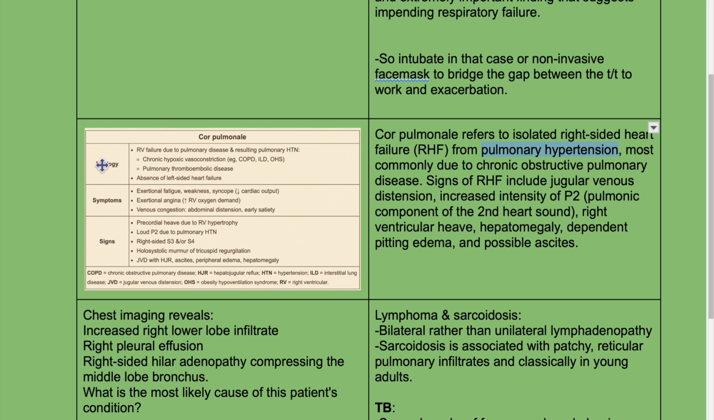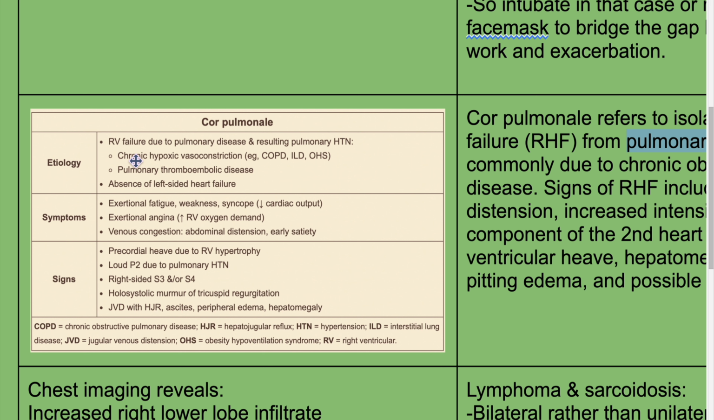Okay, cor pulmonale again, same thing. I don't think we need to go through this anymore. We already covered. I'll cover the etiology. So RV failure due to pulmonary disease and resulting pulmonary hypertension, chronic hypoxia, vasoconstriction, COPD, ILD, OHS, pulmonary thromboembolic disease, and absence of left-sided heart failure.